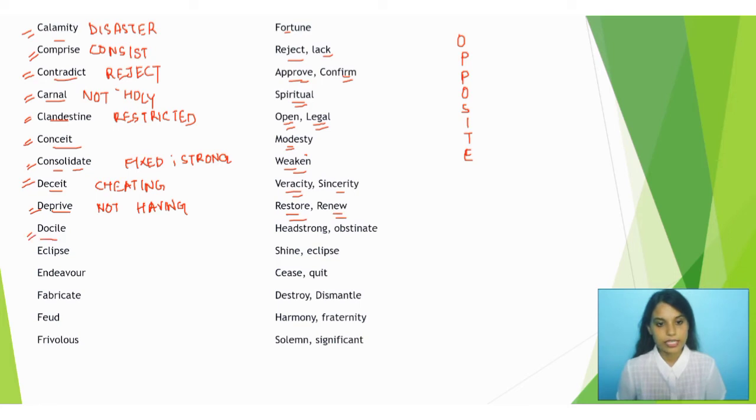Okay, docile. The opposite is headstrong or obstinate. Docile is like simple, like calm. Simple, plain, calm.